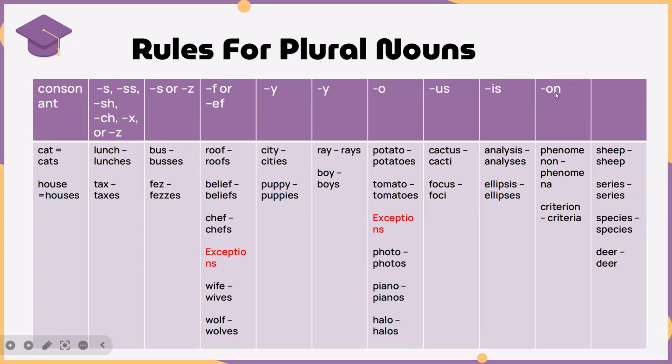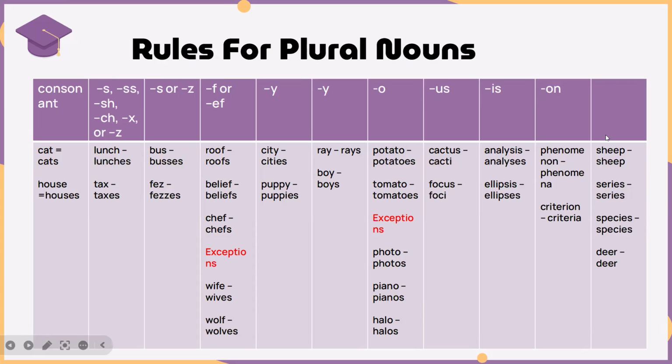There are some words that end in ON when they're in the singular form. When we put them in the plural form, we have to change the ON to A. So phenomenon becomes phenomena. Criterion becomes criteria.